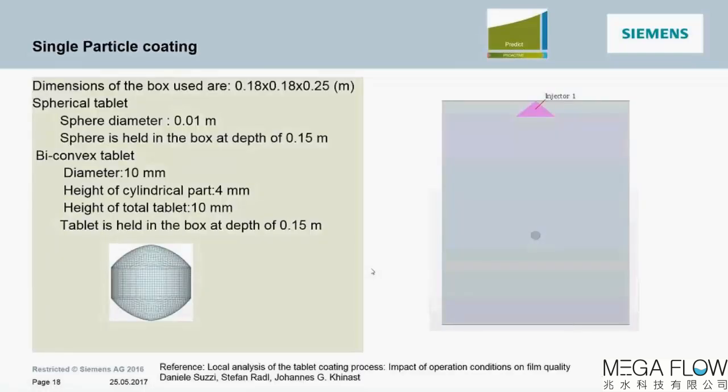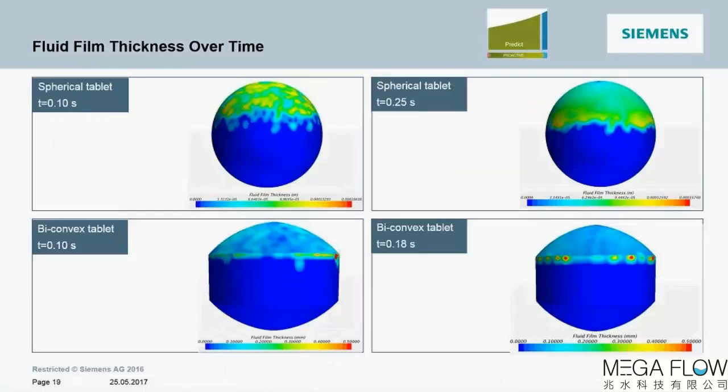Obviously, this type of simulation can also be used to investigate if we are having a fluid that is used to coat the particles. So one can begin with looking at a single particle simulation to analyze the efficiency of the coating or the fluid film coverage over the particle, which is shown here in the next slide for either spherical or tablet-shaped biconvex particles.